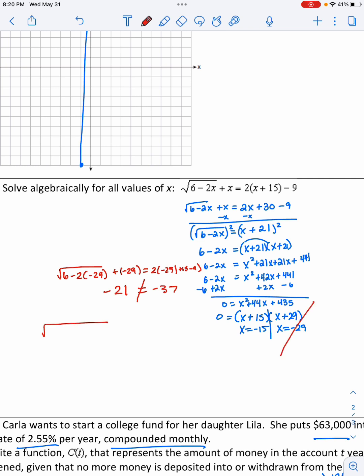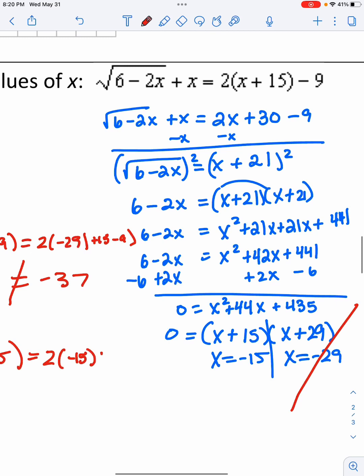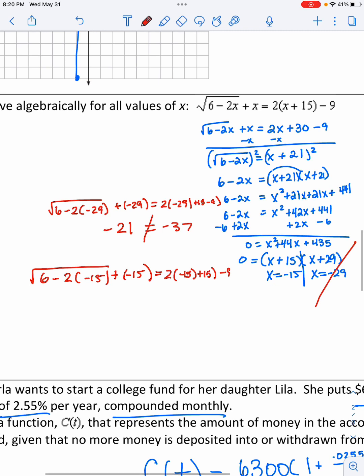And then if I was to substitute in 6 minus 2 times -15 plus -15 is equal to 2 times negative 15 plus 15 minus 9. And this is going to be negative 9 is equal to negative 9. So this checks out. Oh, sorry. So our answer is just negative 15.